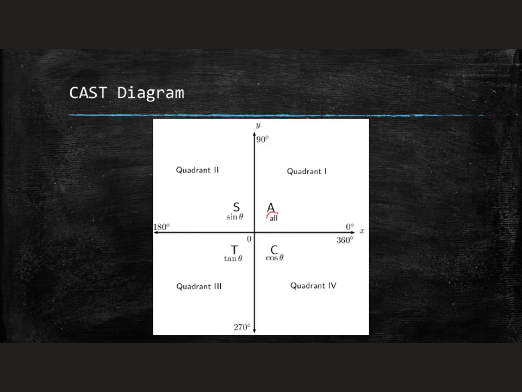In quadrant 1, what we found was that they were all positive. They were all positive in this quadrant because all the x's are positive and all the y's are positive. So any fraction we created had a plus divided by a plus, and therefore everything was positive.